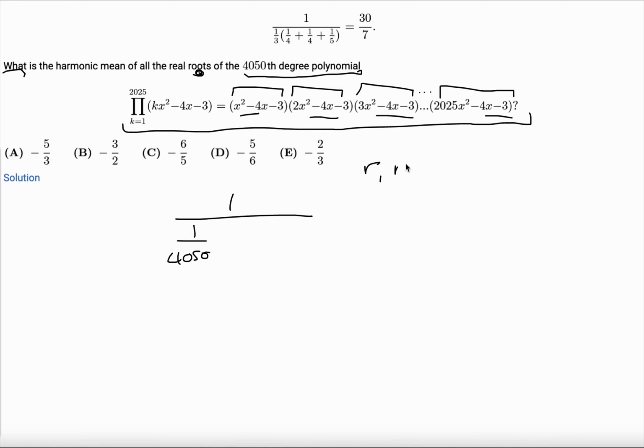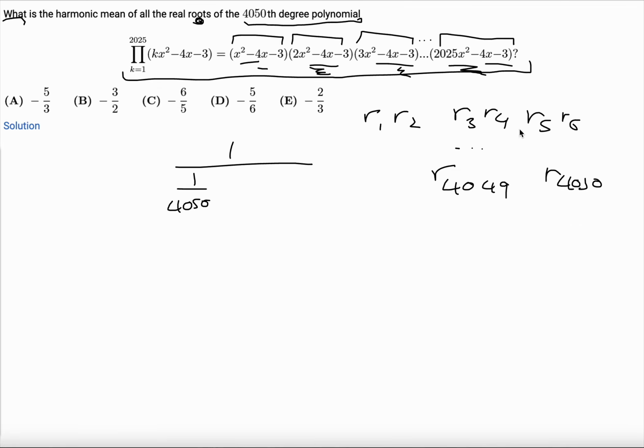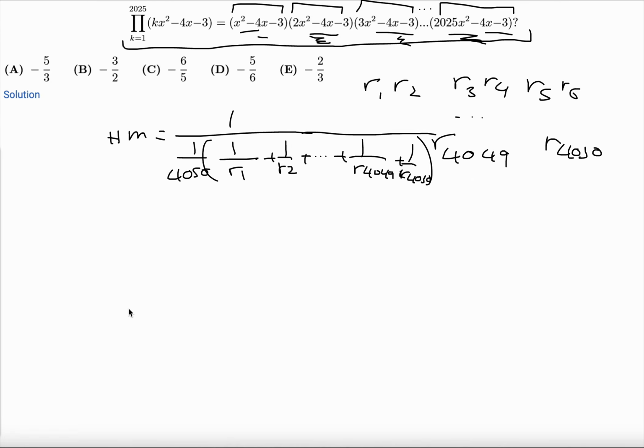Let's say R1, R2 is going to be in here, then R3, R4, that's going to be from here, R5, R6, that's going to be from here, so on and so forth until we get to R4049 and R4050, which are going to be from here. And so we want to find the harmonic mean of these. So we get 1 over R1 plus 1 over R2 plus so on and so forth until we get to 1 over R4049, 1 over R4050. We're getting a little crowded here. And so this is the harmonic mean here, and we want to find this.